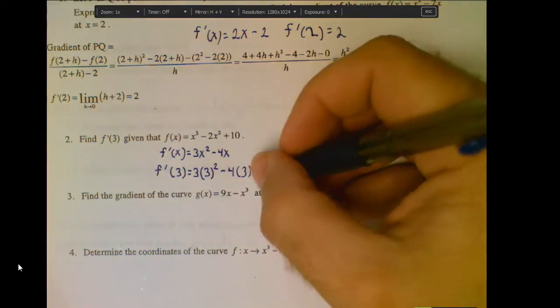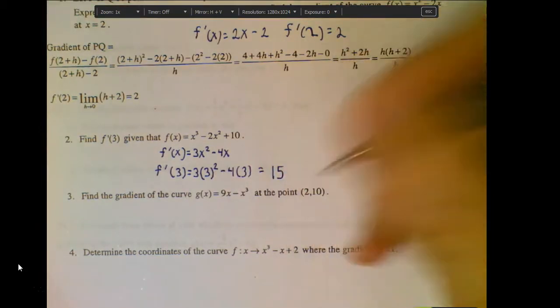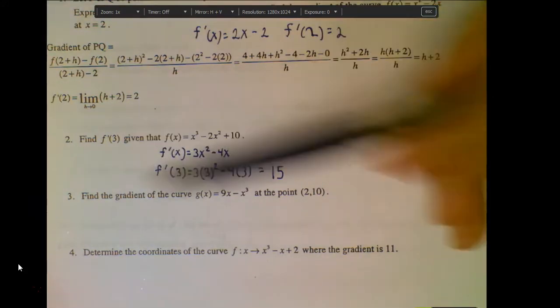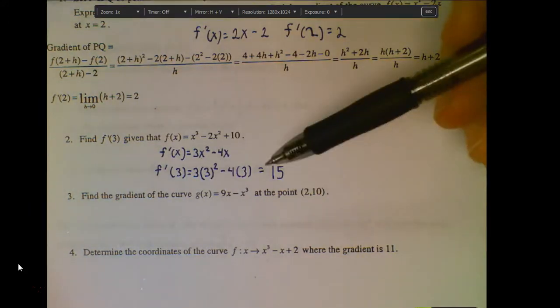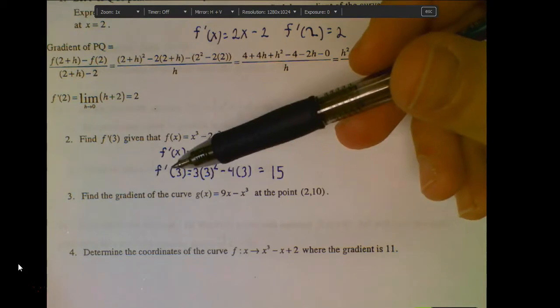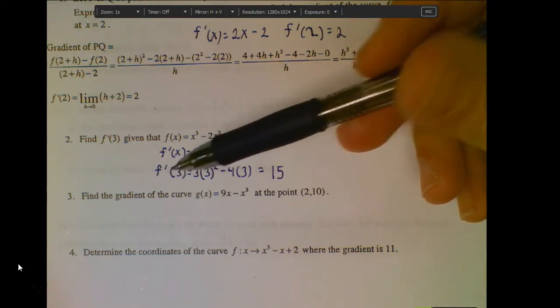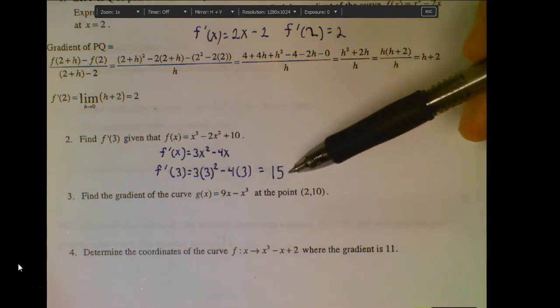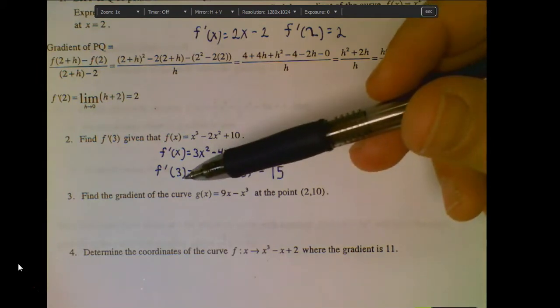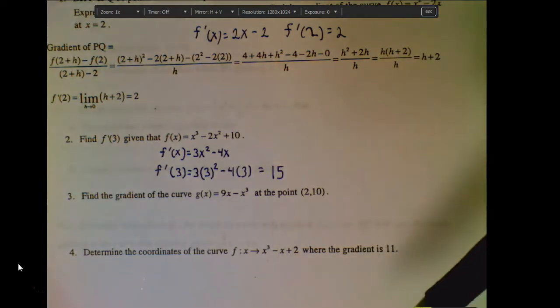27 minus 12 is 15. And that's our slope, or gradient, when x equals 3. So do keep in mind that whenever you are working with a derivative, the result that you get is a slope, or a gradient. It is not a coordinate. It's not an x coordinate or a y coordinate. It is simply a slope, or a gradient. The x coordinate was 3. The slope is 15.